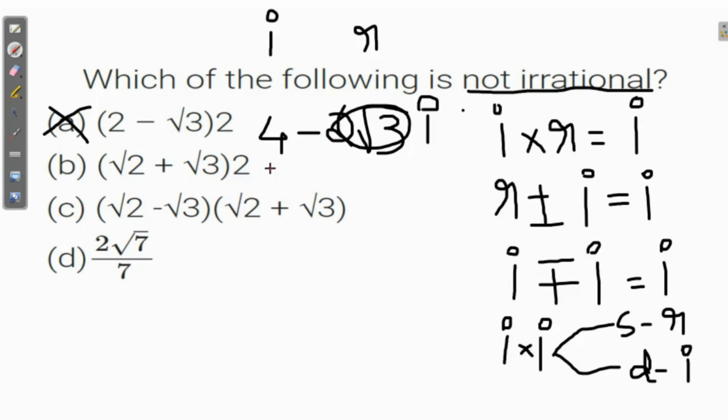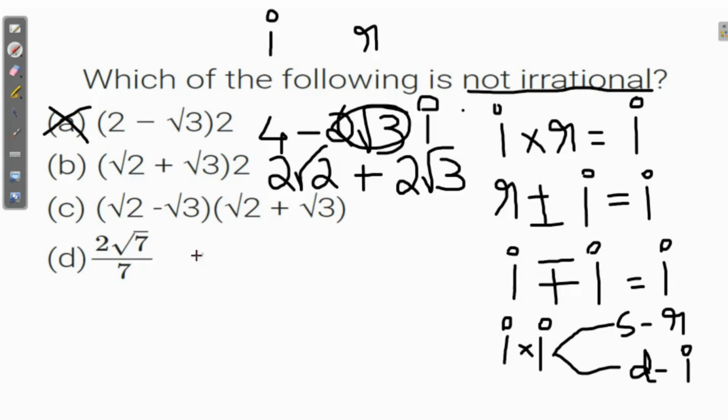Next, here also I multiply, I'll get 2 root 2 plus 2 root 3. Now again, the first term is an irrational number. The second one is also irrational. Irrational plus irrational is also an irrational number.